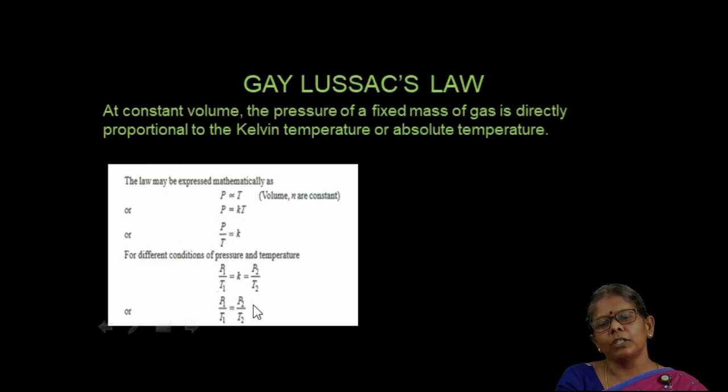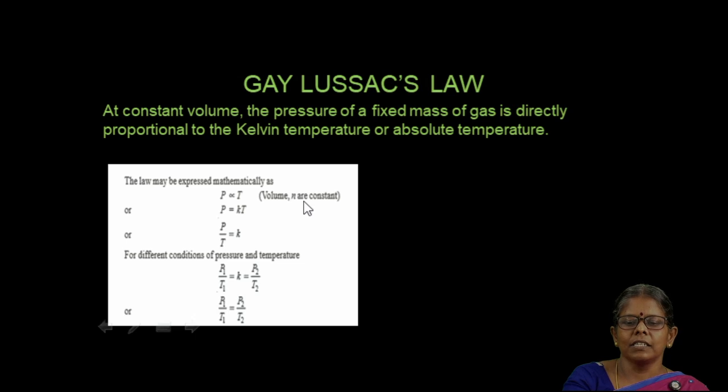Next, we see about the next law, that is Gay-Lussac's law. In this Gay-Lussac's law, we keep the volume constant. Therefore, the relationship is now between the pressure and the temperature. If the volume is kept constant and the mass of the gas is also constant, therefore the number of moles of the gas remains constant. Therefore, at constant volume as well as a constant number of moles of a gas, the pressure is directly proportional to the Kelvin temperature, or absolute temperature.